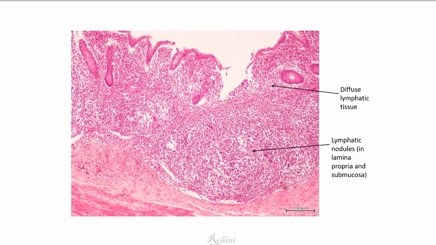Villi are absent in appendix. Numerous goblet cells are present. However, the identifying feature is the presence of lymphatic follicles which invade and disrupt the muscularis mucosa and are seen extending into the submucosa.